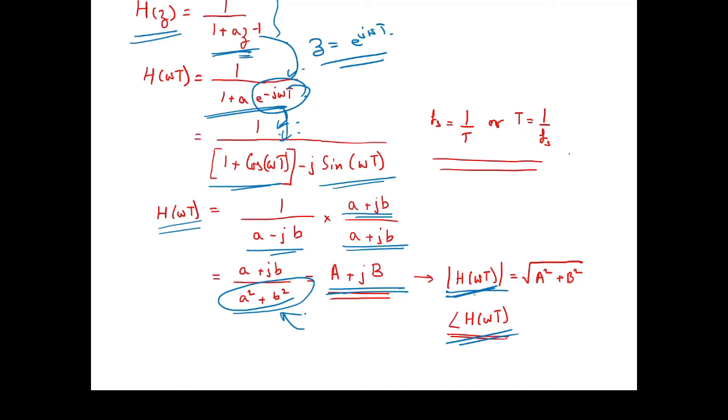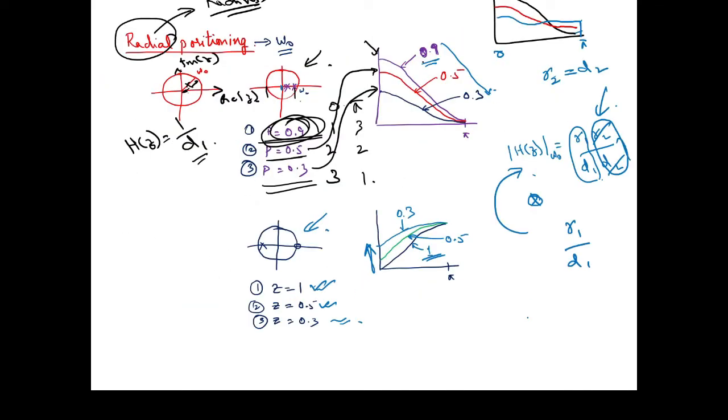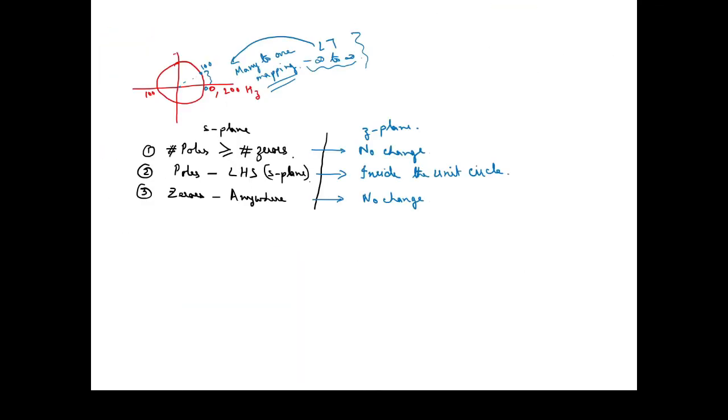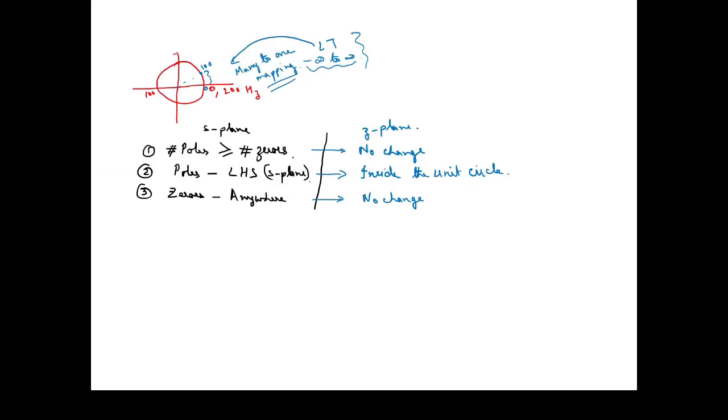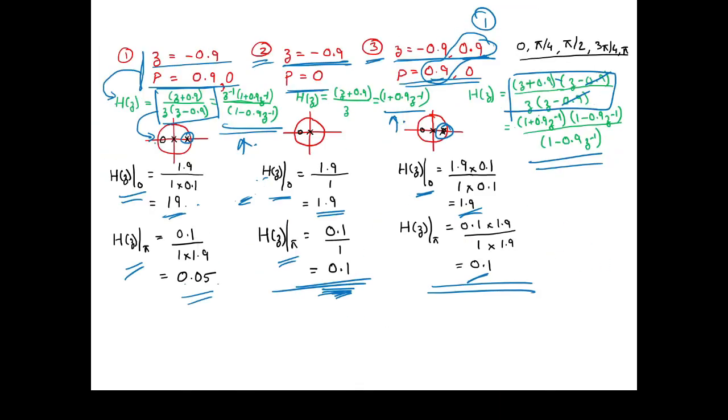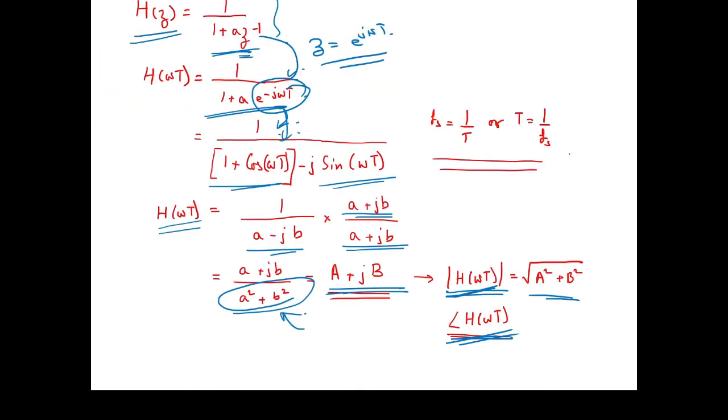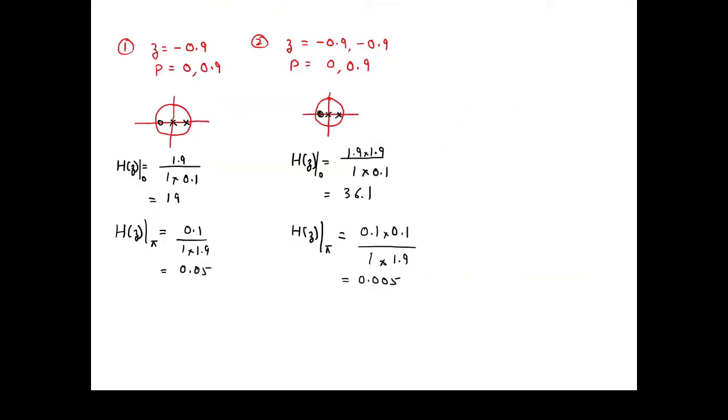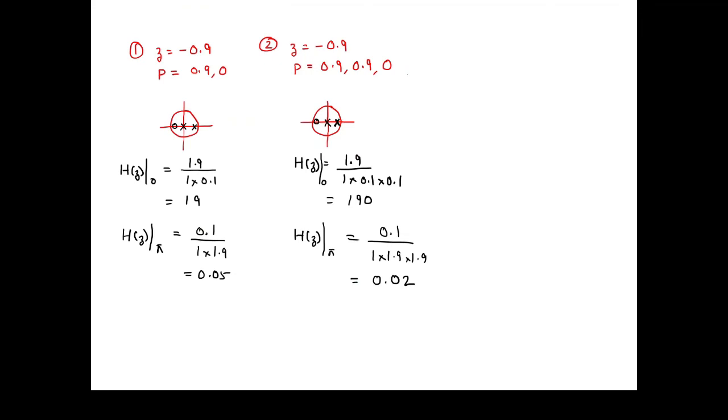Now you find the modulus, the square root of a squared plus b squared, and the phase of H(omega T). For that, yesterday I told you that you will use this chart for the calculation of the phases. Okay, so this is how we will proceed. With this, we can complete the chapter. I think we are left with this one.